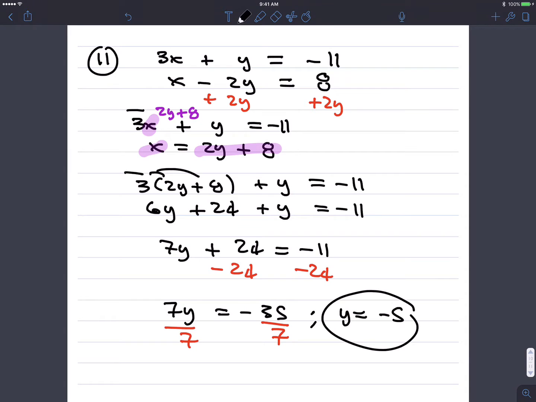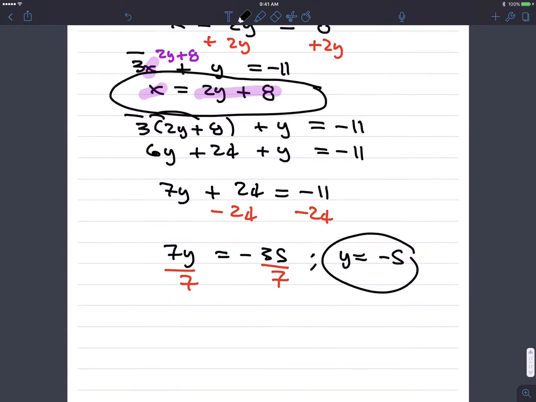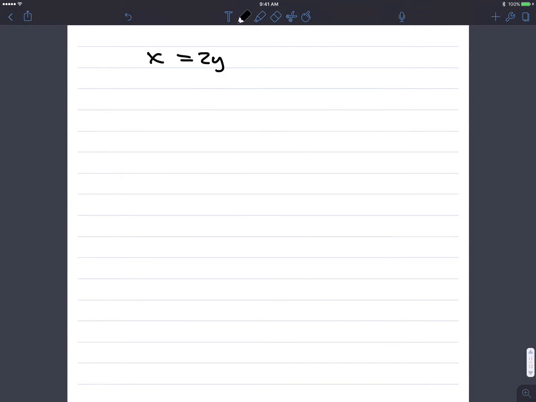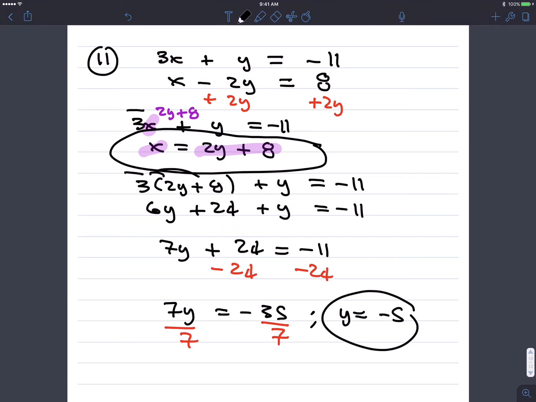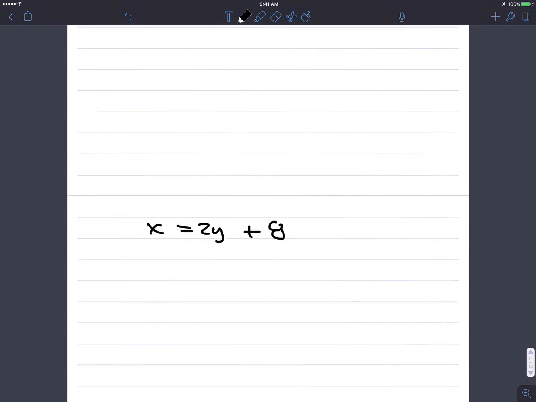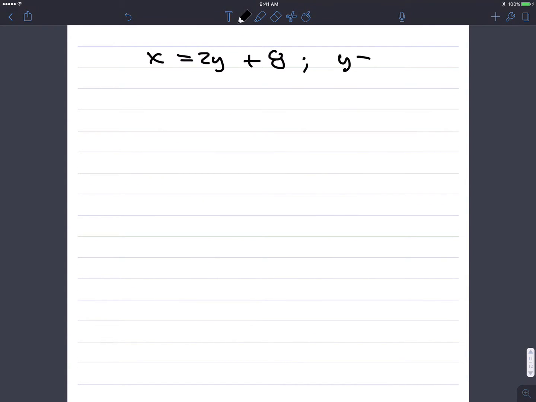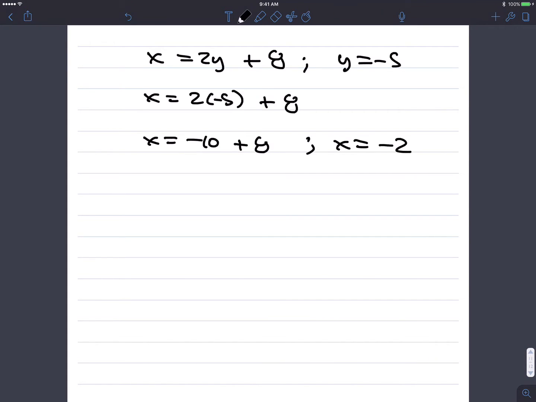We're going to use back substitution. We're going to plug the y value back into this new second equation because it's already solved for x. It's the easiest one to do. So if x is 2y plus 8, let's double check, and y is negative 5, I'm going to plug in y being negative 5. 2 times negative 5 plus my 8. Negative 10 plus 8, or x is negative 2. Negative 2, negative 5 is my intersection.